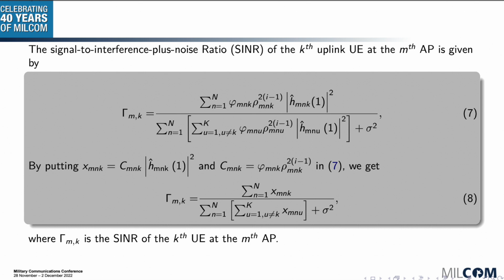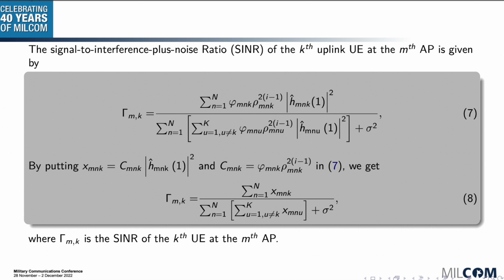By putting x_mnk equal to c_mnk multiplied with |h_mnk[i]| squared, where c_mnk is the simplified version of the φ and ρ terms, we get the simplified version. In the numerator, the summation of n equal to 1 to N of x_mnk, and in the denominator, the summation of n equal to 1 to N and the summation of u equal to 1 to capital K, where u is not equal to k.